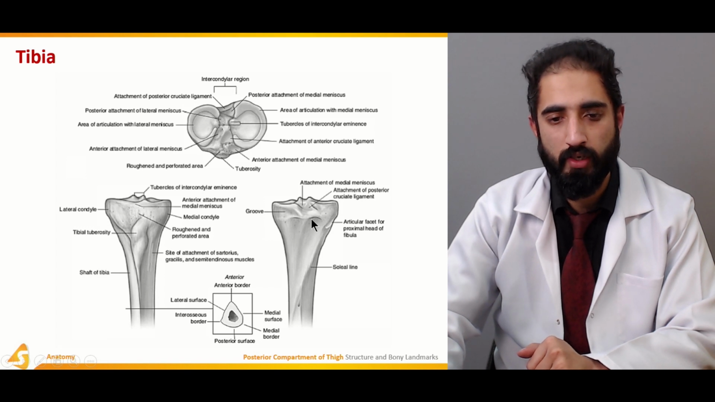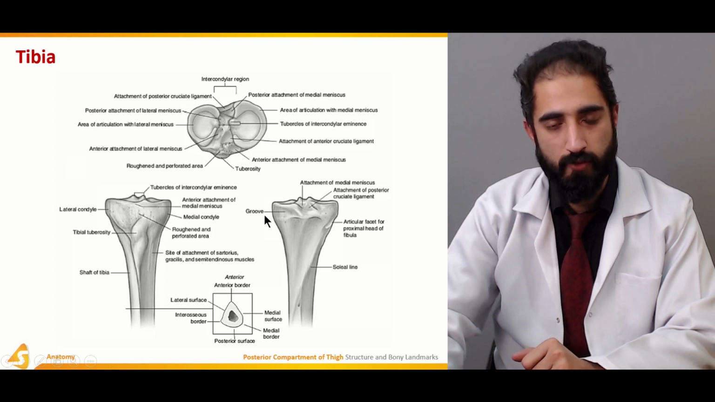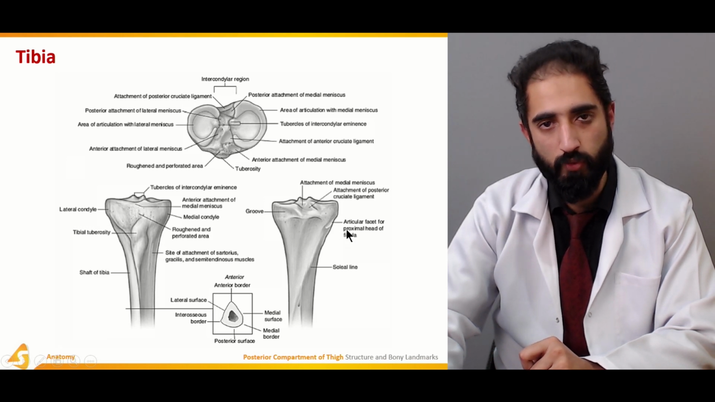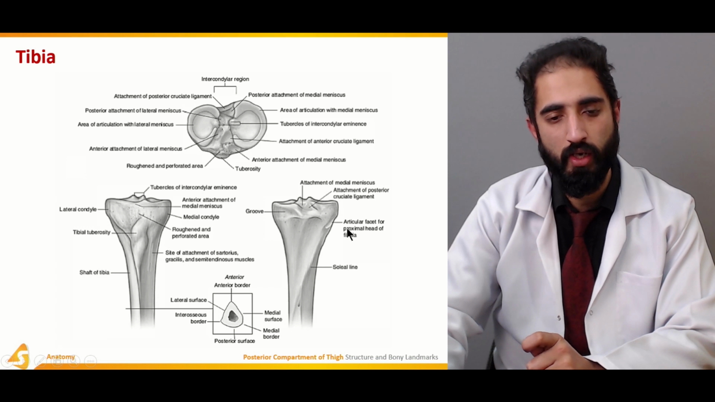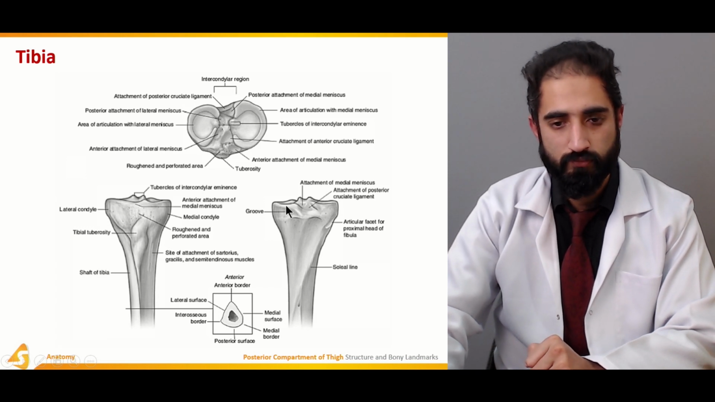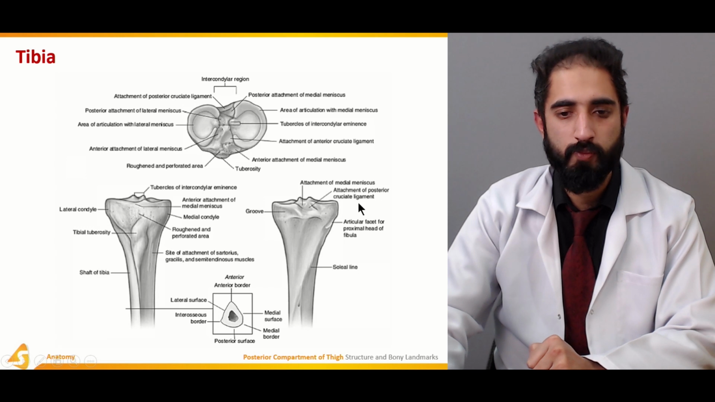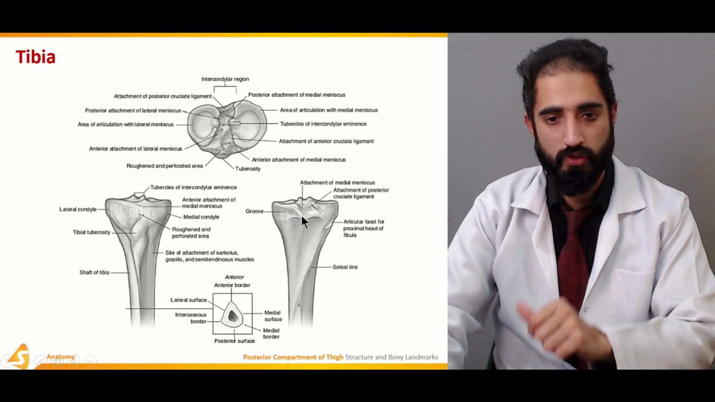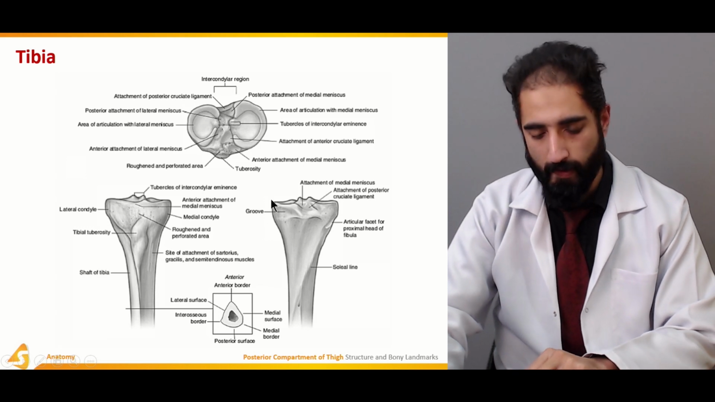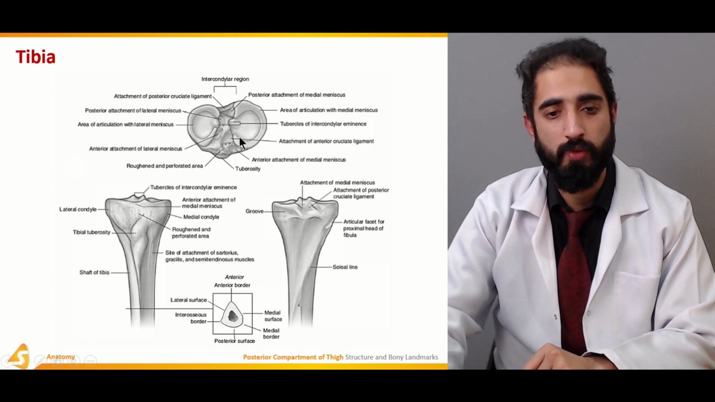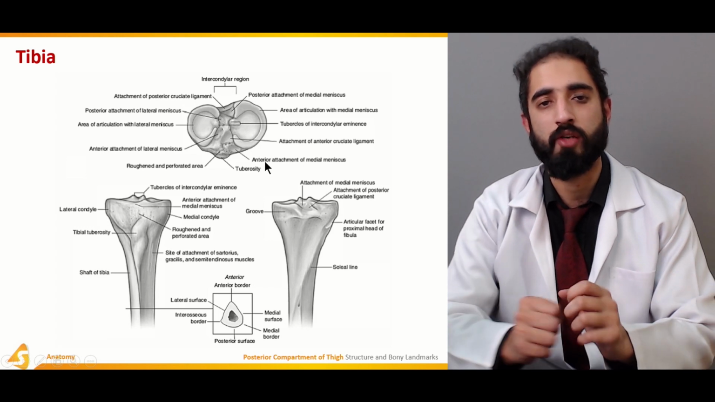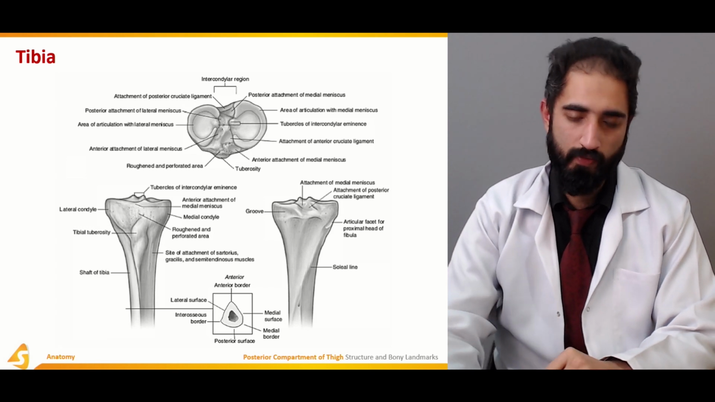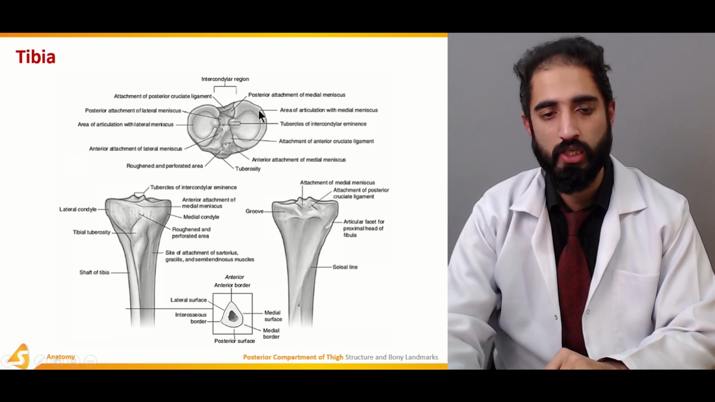And similarly, this here is the posterior aspect, where we have the articular facet for the proximal head of the fibula, which makes the tibiofibular joint. And here we also have the attachment of the posterior cruciate ligament, because the posterior cruciate ligament attaches on the posterior aspect of the tibia. Here we can see the menisci, and these are cartilaginous discs, and they help in the shock absorption capacity of the tibiofemoral or the knee joint.